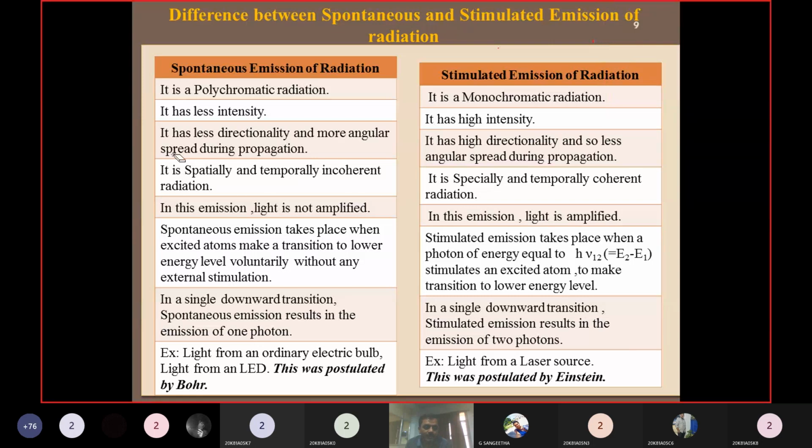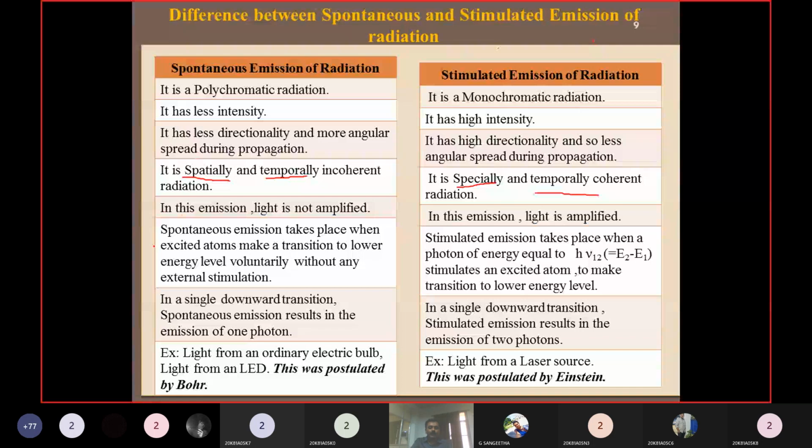Okay, so the next point: it is a spatially and temporally incoherent radiation. I will explain what spatial coherence and temporal coherence are. So in the properties, normal light is spatially and temporally incoherent. In the case of a laser, it will be spatially and temporally coherent radiation.